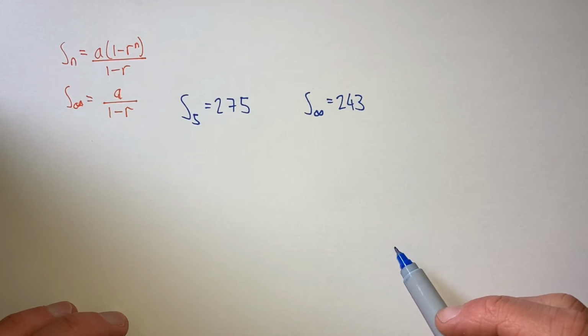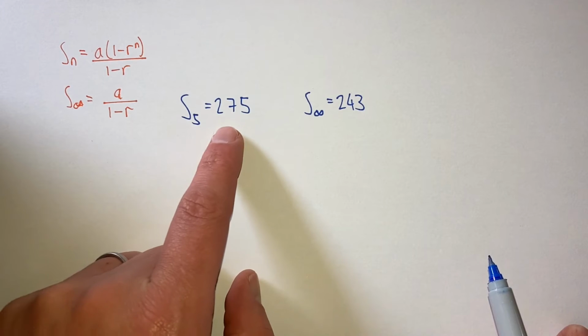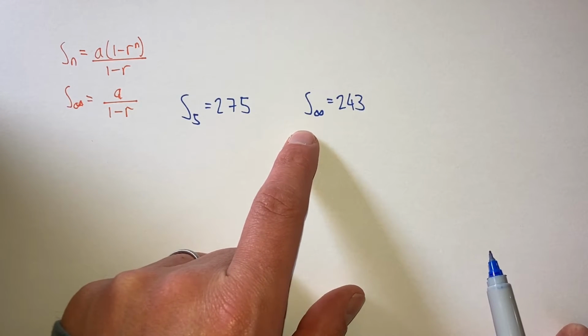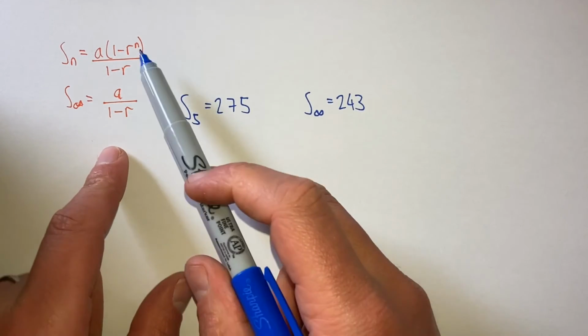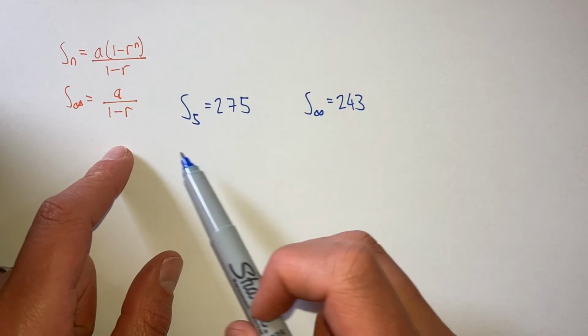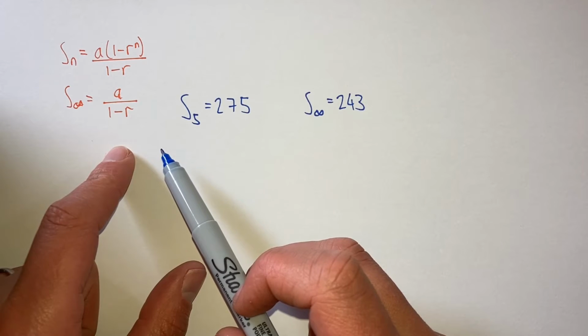Here we have another geometric series. The sum of the first 5 terms of the series is 275, and the sum to infinity is 243. And there are these two formulae that are in the formula booklet that we're going to need to use to solve this, to find the common ratio and the first term of the geometric series.